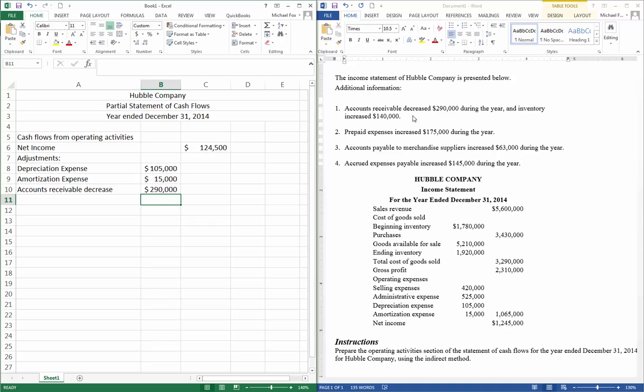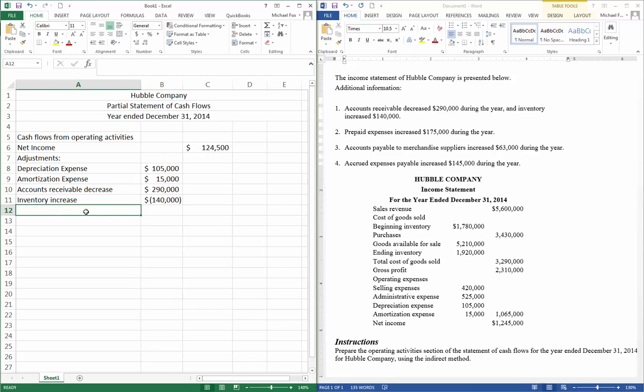Then we have our inventory. It increases $140,000. Since inventory is an asset and it's increasing, I'm going to do a negative adjustment to cash for that amount, $140,000. Prepaid expenses increase $175,000. Since that's an asset account, the increase of $175,000 I will adjust as a deduction of cash.